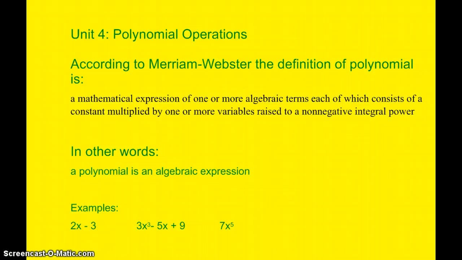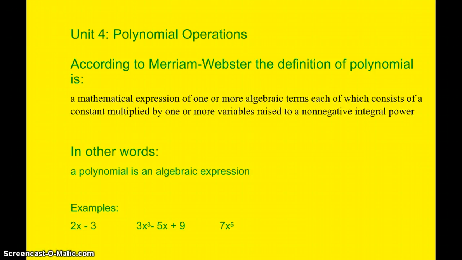To start this unit, we're going to have to look at a lot of vocabulary because there's a lot of words we're going to be using here that you need to make sure you're familiar with, the first one being polynomial. Now, I went ahead and looked up what Merriam-Webster's dictionary says the definition of polynomial is, and that's a mathematical expression of one or more algebraic terms, each of which consists of a constant multiplied by one or more variables raised to a non-negative integral power. That's really not very helpful.